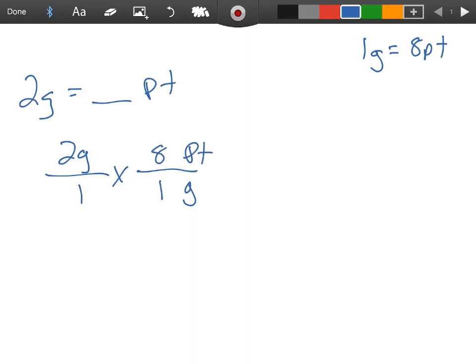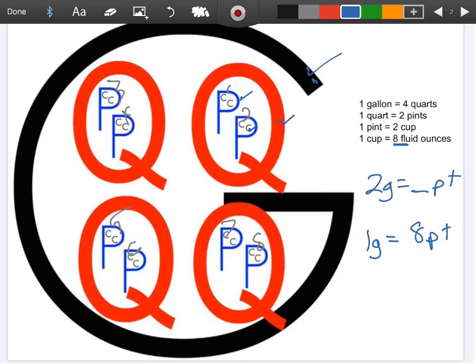1 gallon was equal to 8 pints, and you can see that it would be 16 pints after the gallons cancel out over 1. So our answer would be 2 gallons is equal to 16 pints. And we can verify that over here if we look and we say, okay, well, there were 8 pints in 1 gallon. So that makes sense that in 2 gallons there would be 16 pints.